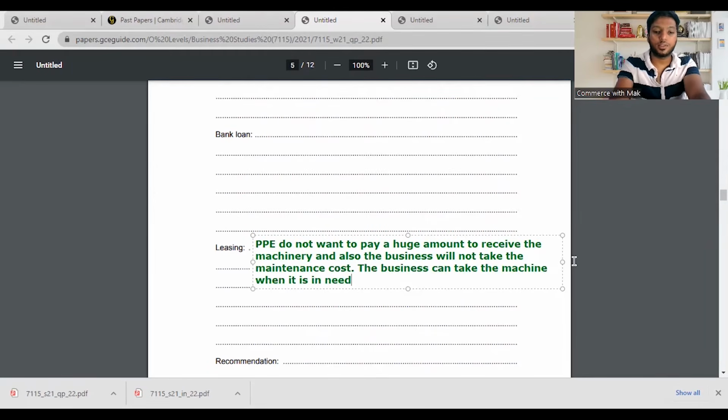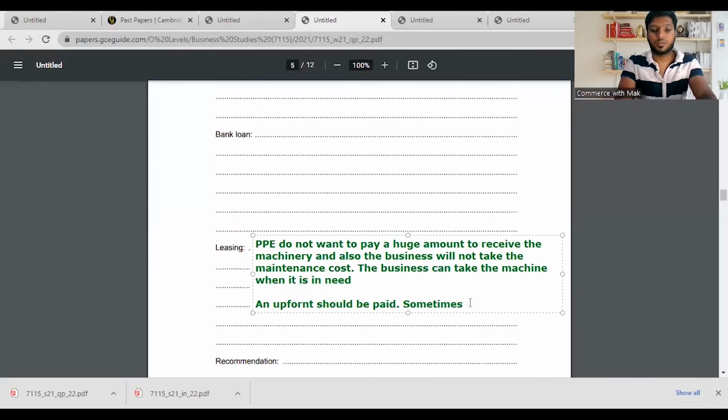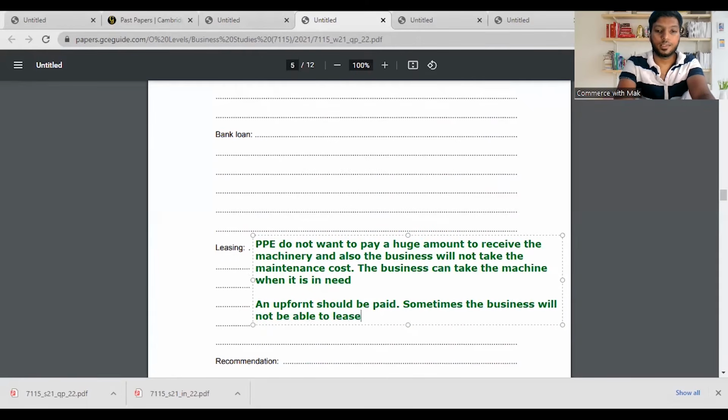And also the disadvantages are these: an upfront should be paid. Then you can also say you should pay a small amount, the amount payable. Or you can write that sometimes the business will not be able to lease the machine due to unavailability. This will increase the level of dissatisfied customers.